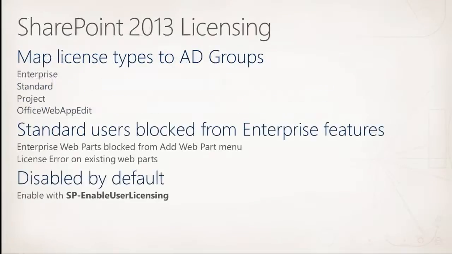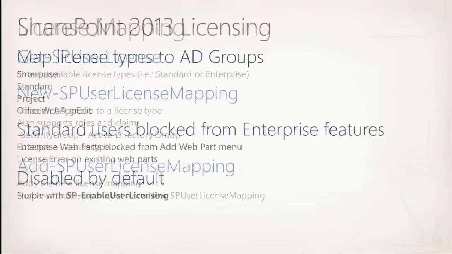So what it does is it allows you to map licenses to Active Directory groups. And then you say what those Active Directory groups can use. So there's 4 types by default: enterprise, standard, project, so you can do your project licensing that way too, and Office Web Apps Edit. And standard users will be blocked from these enterprise features, and they won't even be able to add them in the web part menu, even if they're an administrator. And what will happen is a licensing error will pop up and says, hey, you don't have access, go bug somebody and beg for a license. So it's disabled by default, so you got to enable it with SP user license, SP enable user licensing.